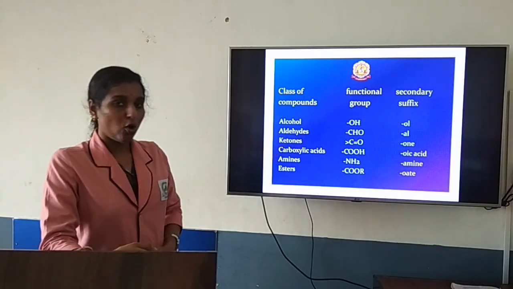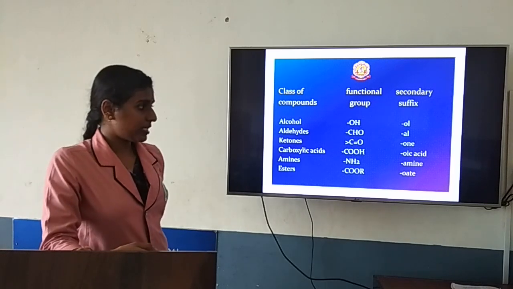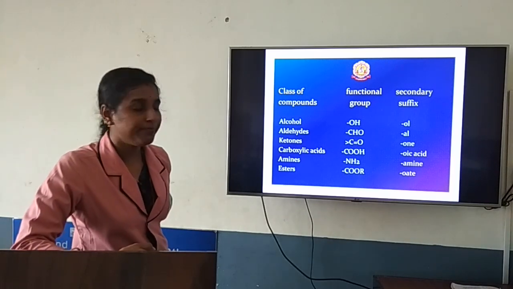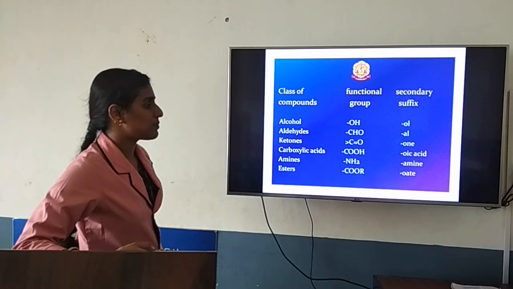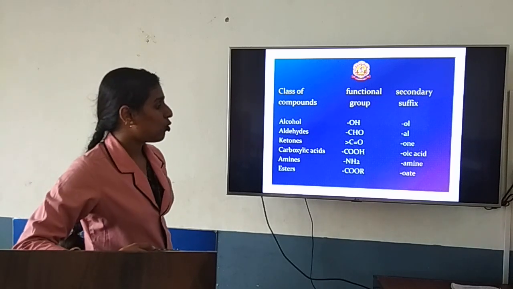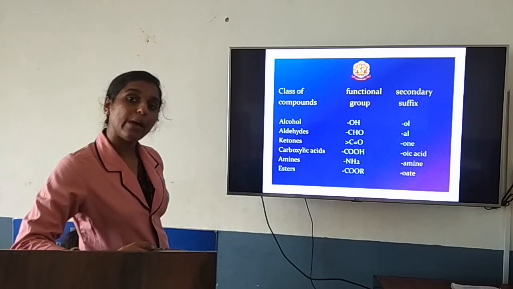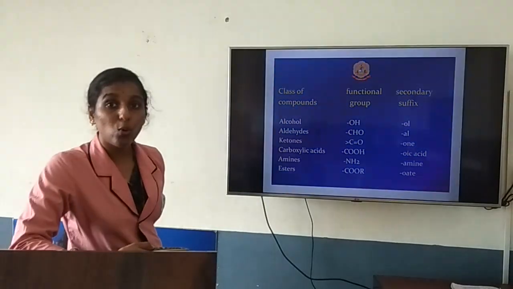So the ketone group is one, and the carboxylic group is oic acid, and if an NH2 group is present it is amine, and COOR, so if esters are present, then you are going to name it as oate.